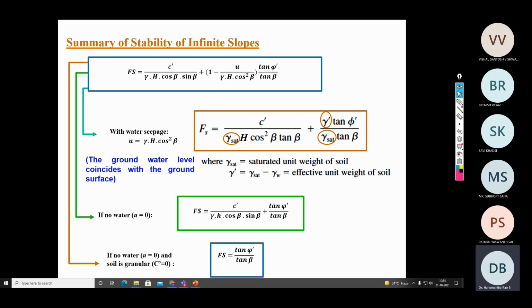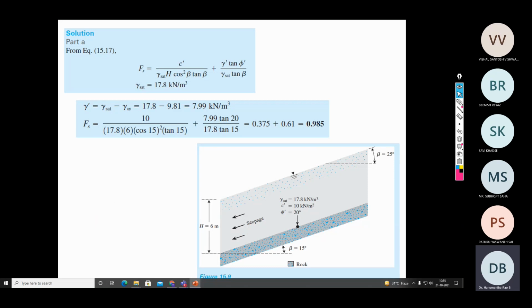Okay, so let me show you the solution because these equations are already available with you. So this is the equation: Fs is equal to C dash by gamma sat into H cos square beta into tan beta, plus gamma dash tan phi dash by gamma sat into tan beta. So beta here they have taken 15. Either you can take 15 or 25, doesn't matter. Gamma dash is equal to gamma sat minus gamma w, and Fs, straight away substitution.